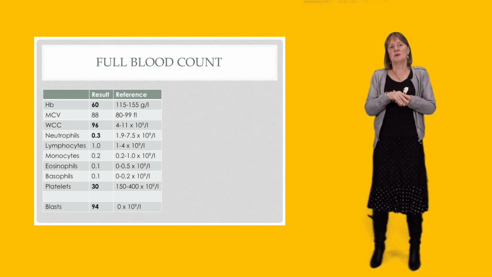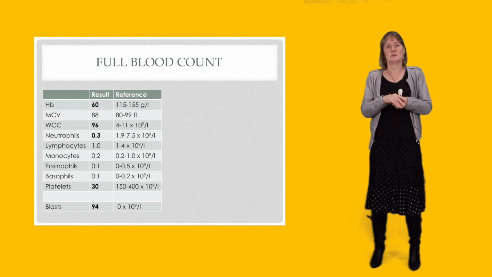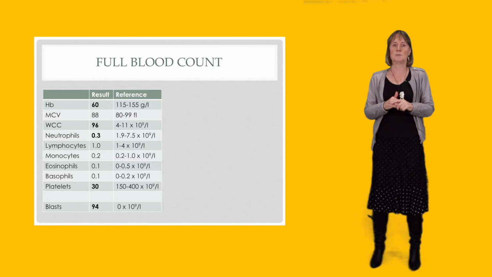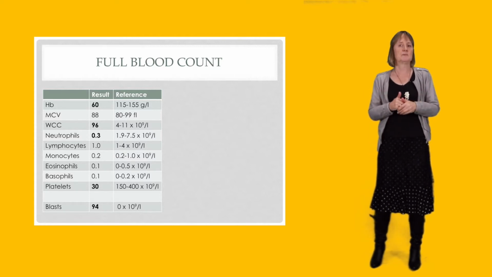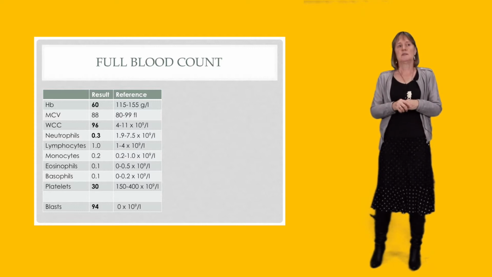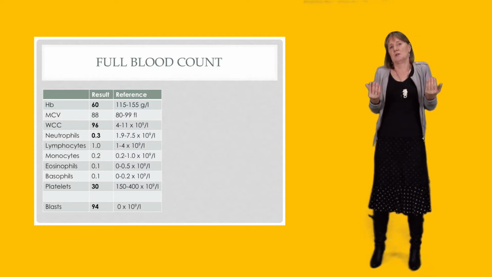But they do also have a very high white cell count. And on the bottom here, there are some cells in the peripheral blood that should not be there. Some blasts, which are primitive cells that should be in the bone marrow and not in the blood, and certainly not in this amount. And this is a presentation of acute leukemia.